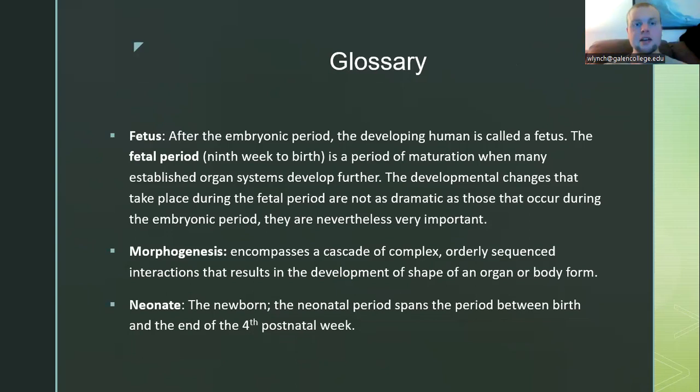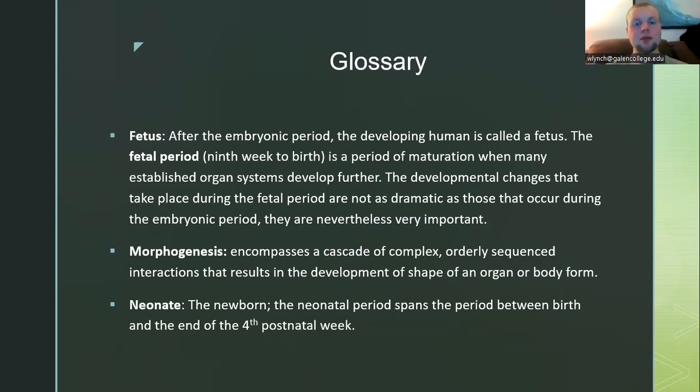Now, as I was stating, from the 9th week on, during development, we have a fetus, right? So we have all the major developmental changes that are going to occur during the fetal period, right? We see all of the development of the organ systems and the development of processes, cognitive abilities, neural pathways for things like hearing and eyesight, everything like that.